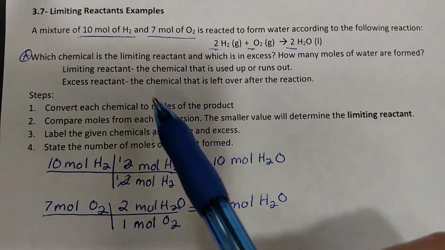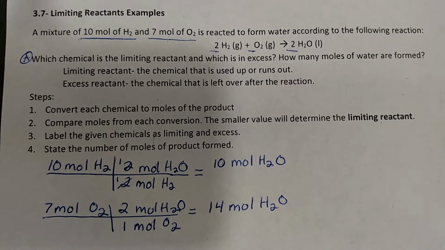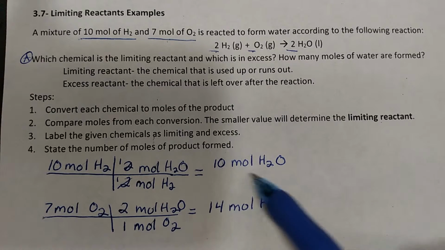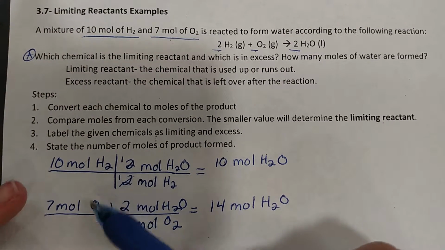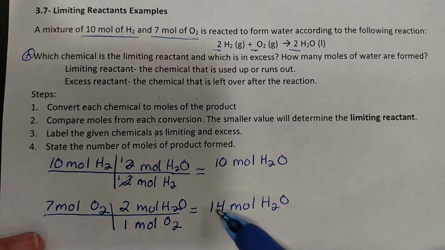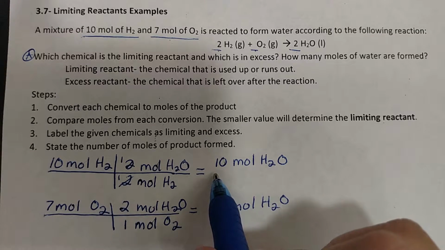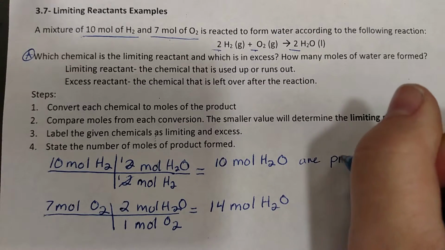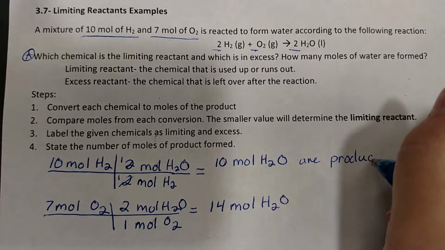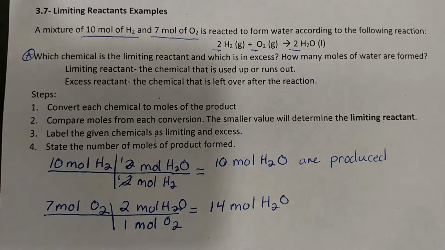Well, since these two amounts are being mixed together, we can only create the smaller amount, because once we make our 10 moles of water from this hydrogen, it's gone, it's run out. So we can't quite get to this 14 moles of water that our oxygen predicts. So we can produce 10 moles of water, because that's the lower amount. So that's going to be our amount of product that's formed.